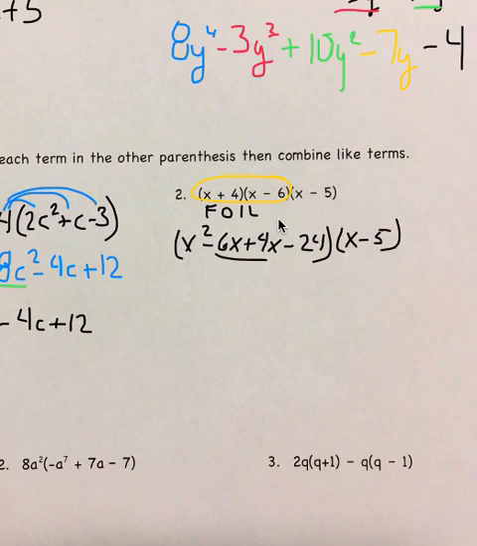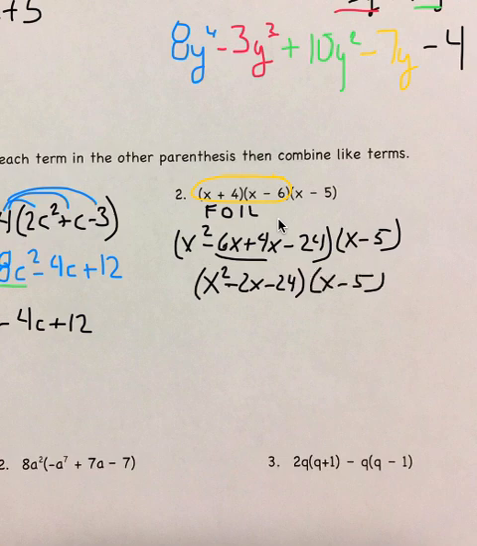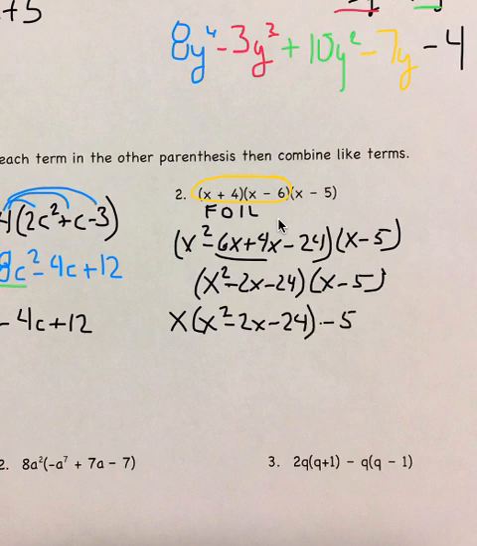First, I'm going to combine like terms. x squared minus 2x minus 24 times x minus 5. So now I'm going to distribute just like I did previously. So it's going to be x times this whole thing, x squared minus 2x minus 24, minus 5 times that whole thing again, x squared minus 2x minus 24.